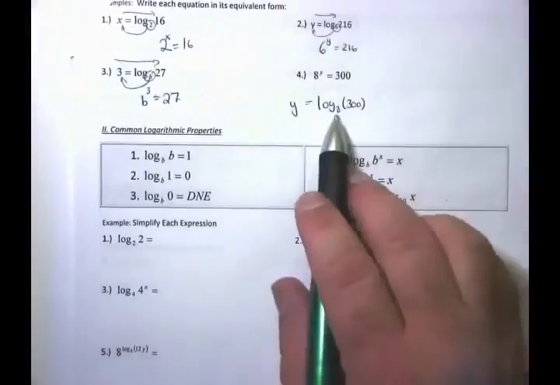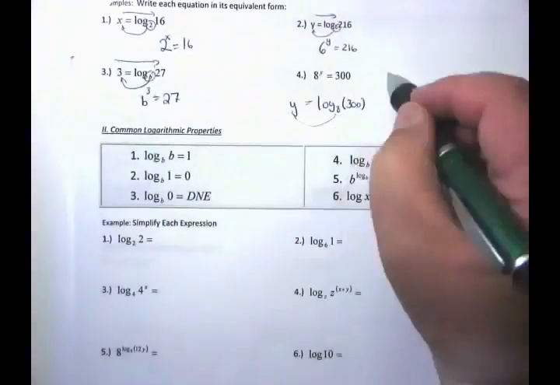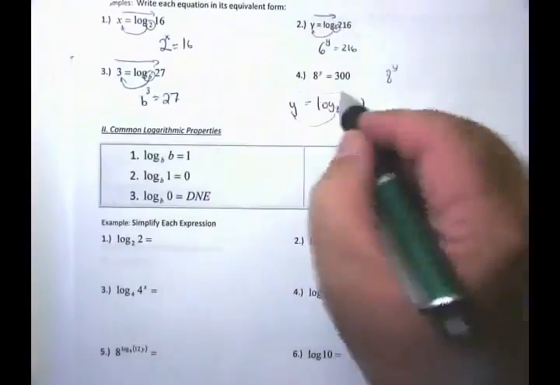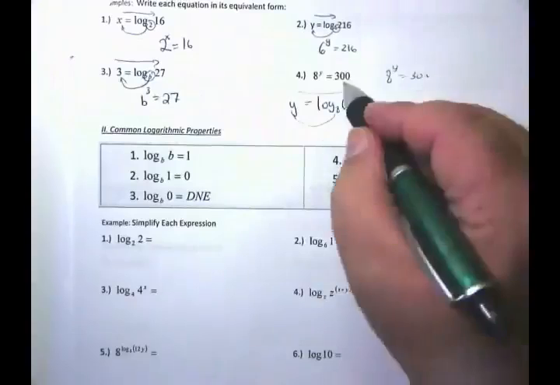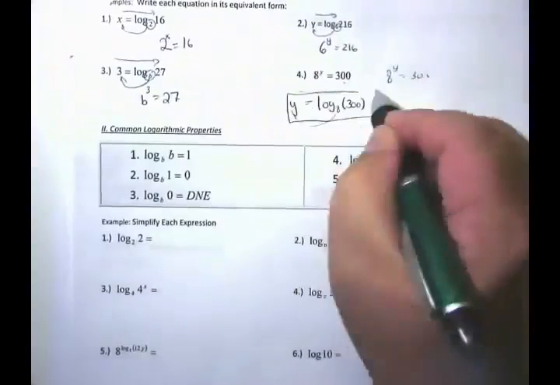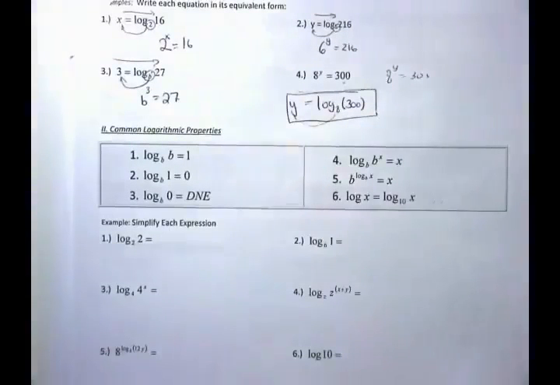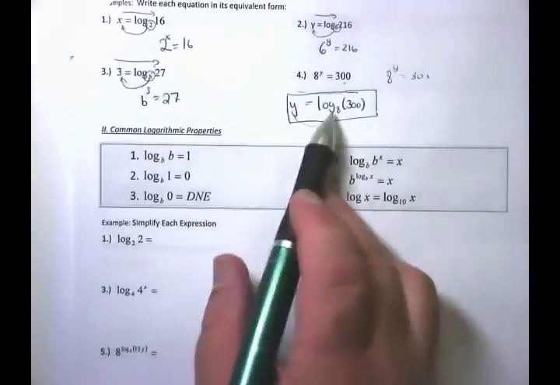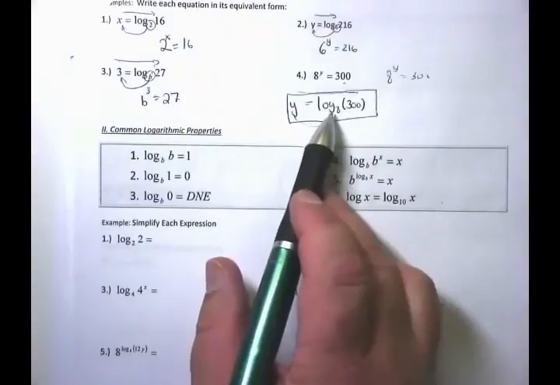Double check yourself. Do the smiley face thing. 8 raised to the y equals 300, which is exactly what we got here. So this is my answer for rewriting it backwards. Does that make sense? And notice that it solves for the exponents. That's the reason why we study logarithms. It solves for exponents. Remember that.